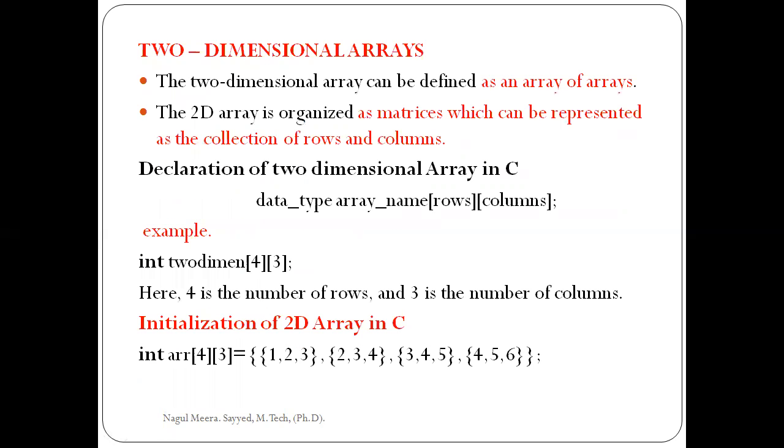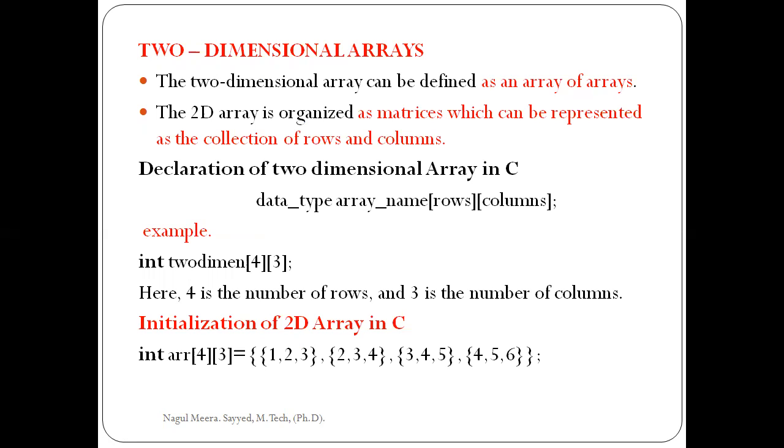Coming to our two-dimensional array. What is the meaning of two-dimensional array? Here, a two-dimensional array is another type of array. It consists of two subscripts. In a one-dimensional array, only one subscript is there in the square brackets. But a two-dimensional array consists of two subscripts.